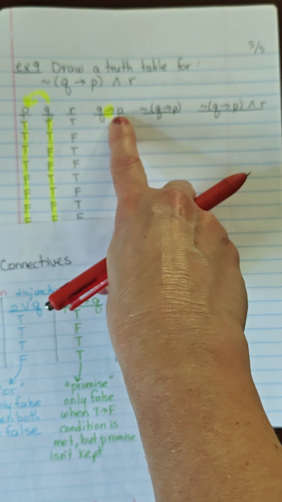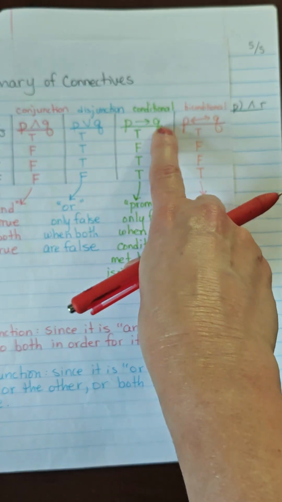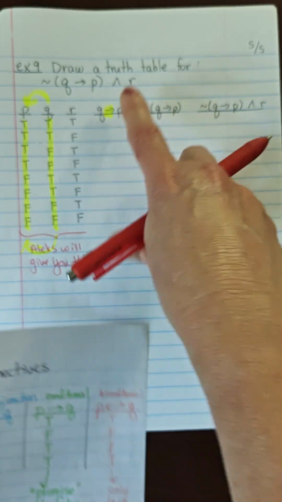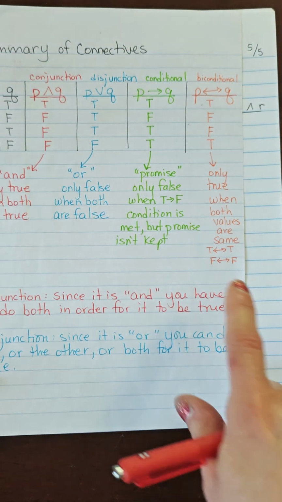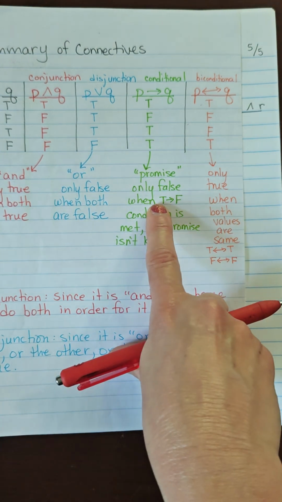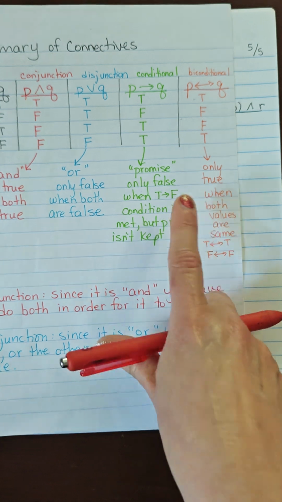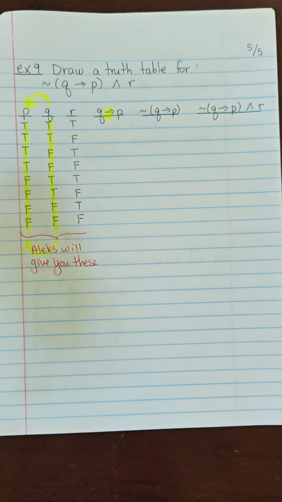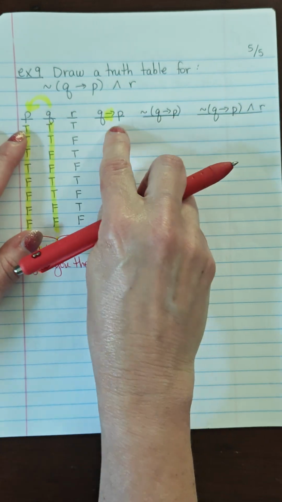Remember, my conditional statement is a promise. Now look, Q to P. Don't just copy down this column. Don't just slap that down. That's a P to Q. This is Q to P. So let's use the little hint down here: it's only false when this happens and you don't follow through. It's only false when you go true to false. Keep that in mind.